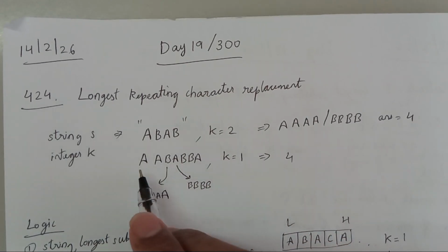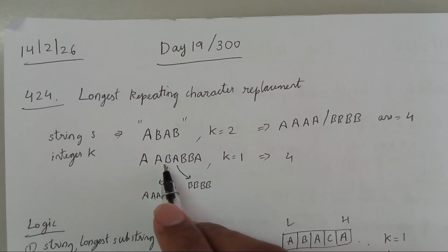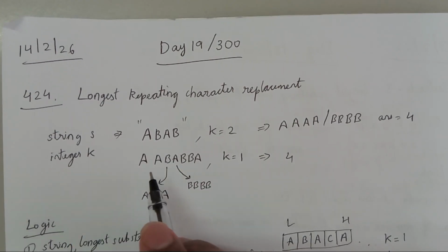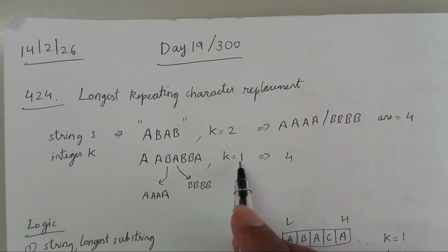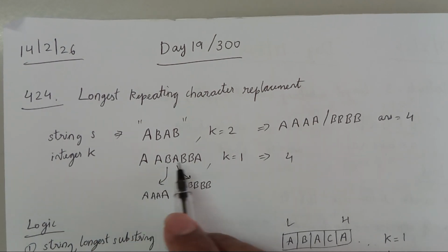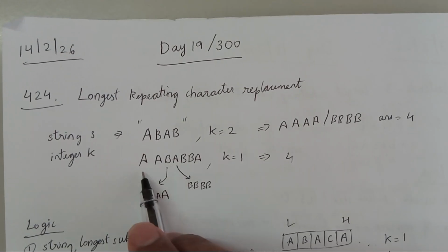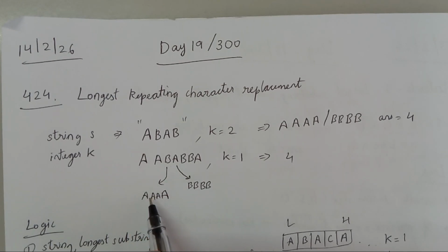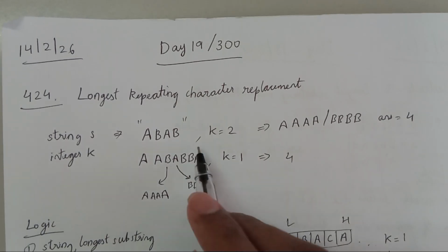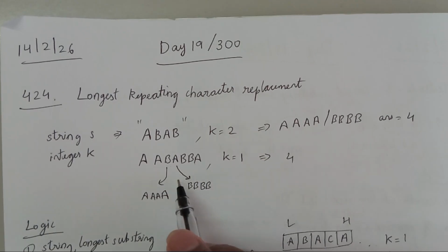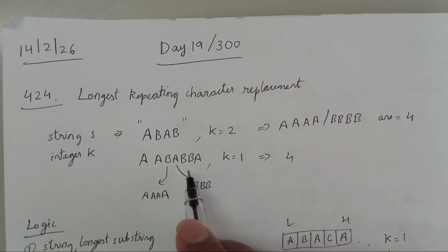So if we just look at this, then here it is aa or bb, but we are also given one integer k, and here k is 1. That means in the string we can change any character to whatever character we want. So if we change b to a, then the longest substring will be 4 length. Or if we change a to b, then the longest substring will again be length 4. So that is the condition.